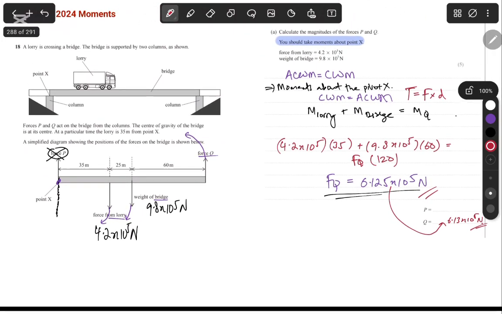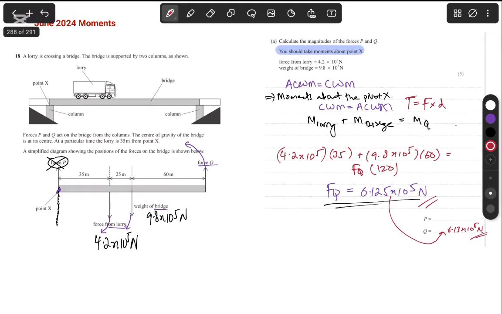Now, the second thing we can do. There are many ways you can do this. You can also take the moments about where the force Q acts, and you can find force P as well. You can take moments about any point. You can take this point as the pivot, and you can take moments about this point, and then you can take moments about here as well. But the easiest way to solve this is to use upward forces are equal to the downward forces.